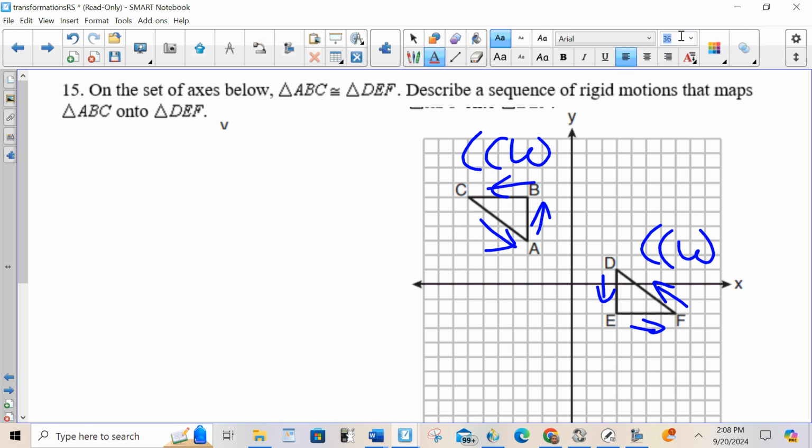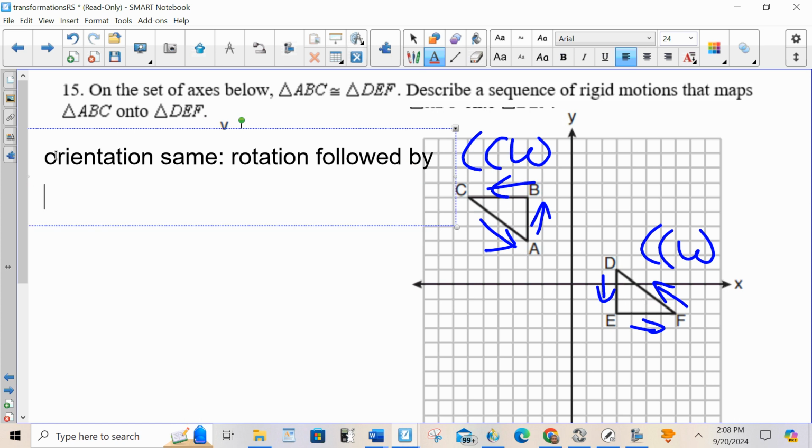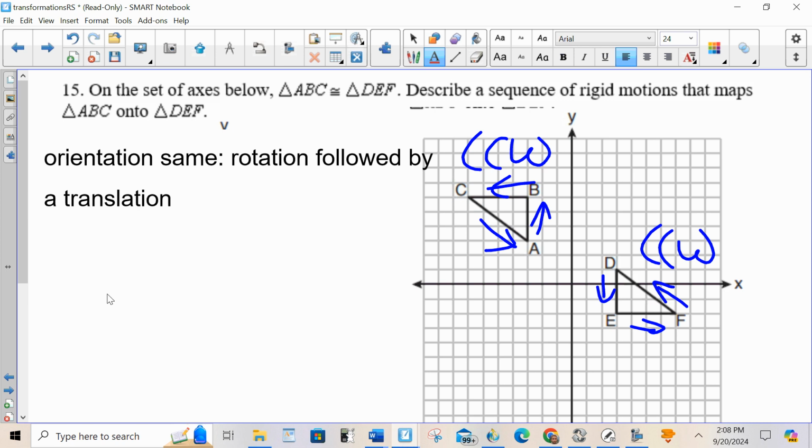For the purposes of the open response, it's going to either be a reflection and a translation or a rotation and a translation. No double reflections when we are on the grid. So the orientation is the same. Therefore, it's going to be a rotation followed by a translation. Now, we need to be more specific than just that. So we need to use geometric common sense as far as how many degrees and which direction.